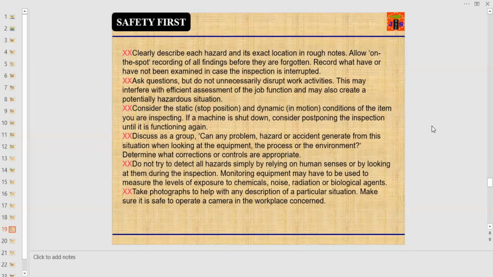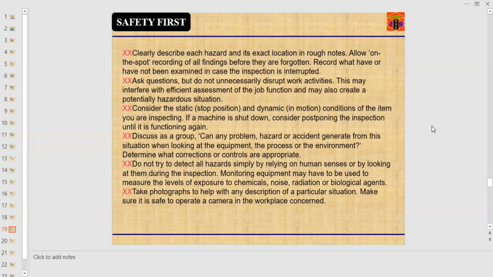Clearly describe each hazard and its exact location in rough notes. Allow on the spot recording of all findings before they are forgotten. Record what has or has not been examined in case the inspection is interrupted. Ask questions, but don't unnecessarily disrupt work activities. This may interfere with efficient assessment of the job function and may also create a potentially hazardous situation.